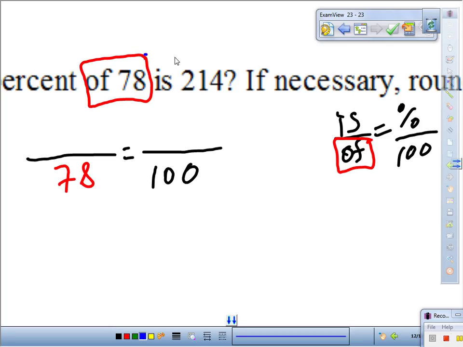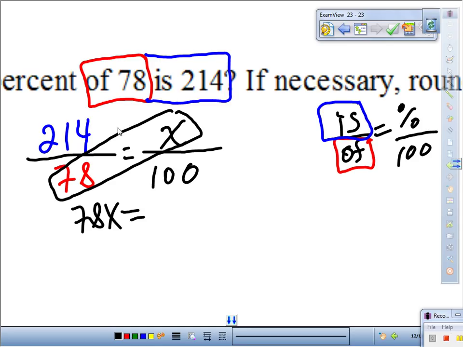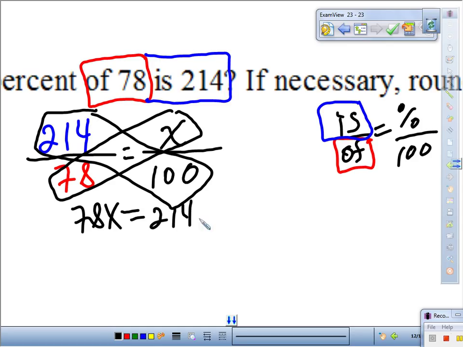What else do they give us? The is. Where does that go? On top, so that is 214. Which is the only one that they don't give us? The percent, so we write x. Let's cross multiply starting with a variable. So this is 78x equals, and this is 21400. Okay? Line down the equal sign, divide by 78, divide by 78.